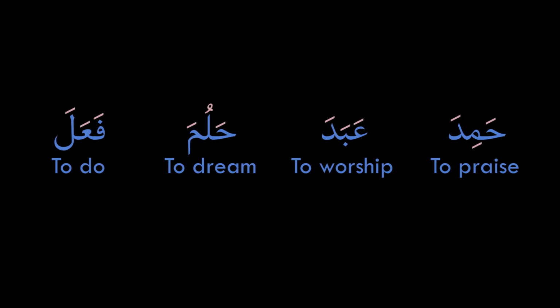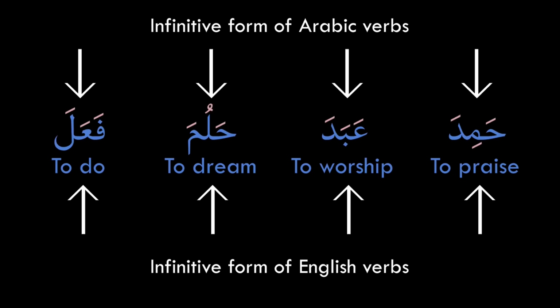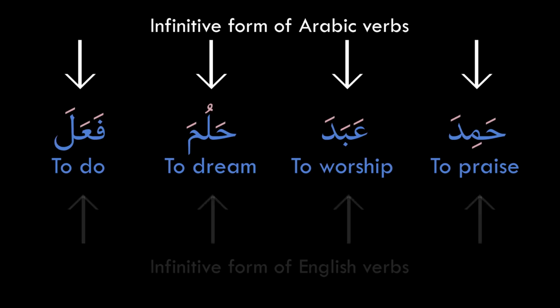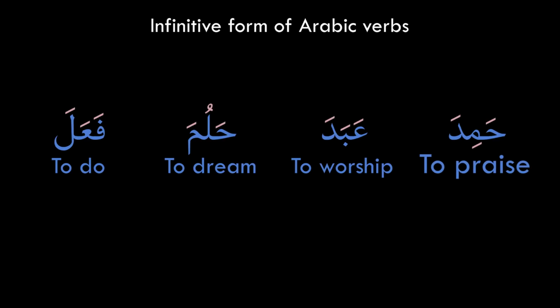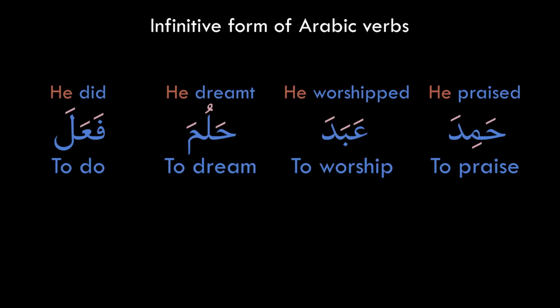The second remark is that the infinitive form of any Arabic verb is conjugated at the past tense of the pronoun he. So when I take a verb out of its context, like hamida, I actually mean the verb to praise, but it can mean at the same time he praises, and it's the same for any other verb.